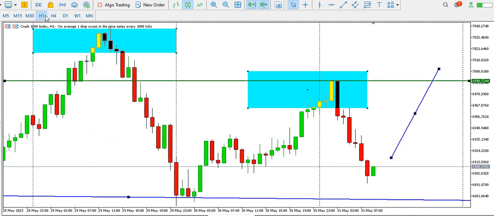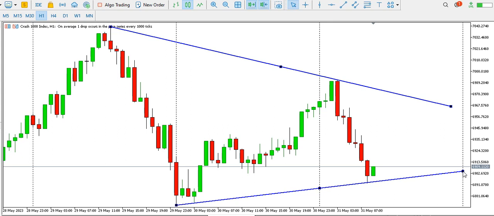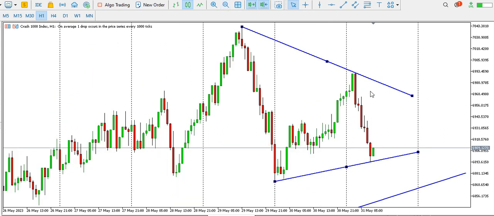Let's take a look at the 1 hour time frame. What do we have on the 1 hour time frame? We can see that price is in a range. We have this descending trend line, we have this ascending trend line, and price is ranging. So we might want to take a pause and wait for price to break above the range.